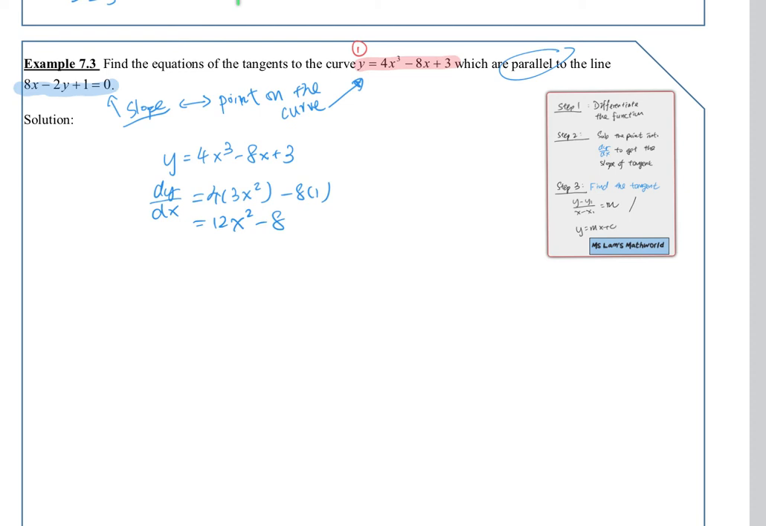So it is parallel to the line x minus 2y plus 1 equals 0. So let's handle it also. So handle this one.